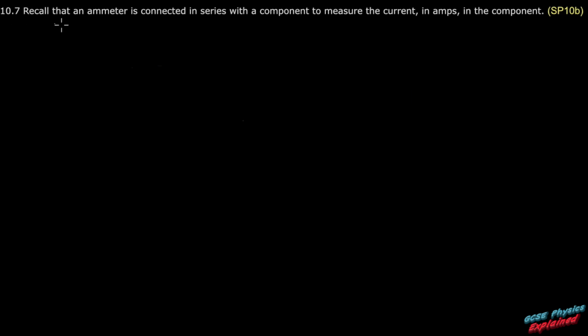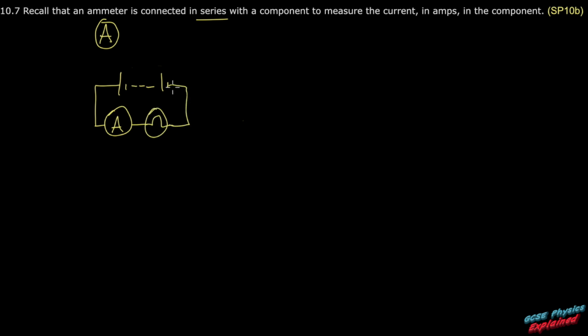Number 7. Recall that an ammeter, which looks like that, is connected in series with a component to measure the current in amps in the component. So if you're going to measure the current, the ammeter actually needs to be part of the main circuit. So just say you want to measure the current of that bulb, the ammeter needs to be in the wire so it gets the same amount of current going through it as what the bulb does.